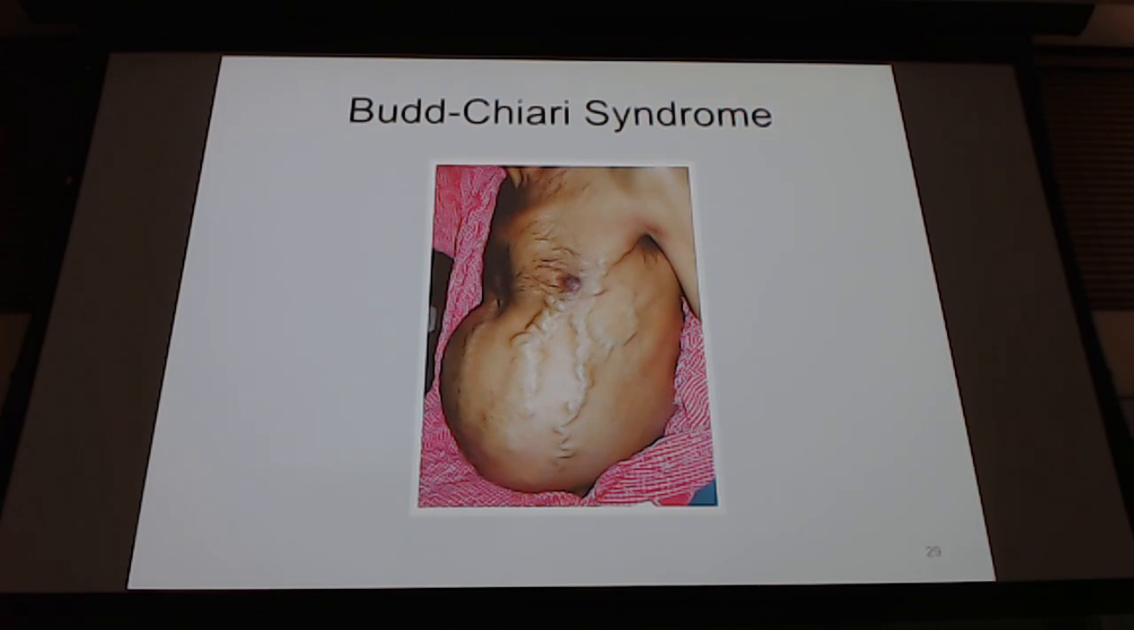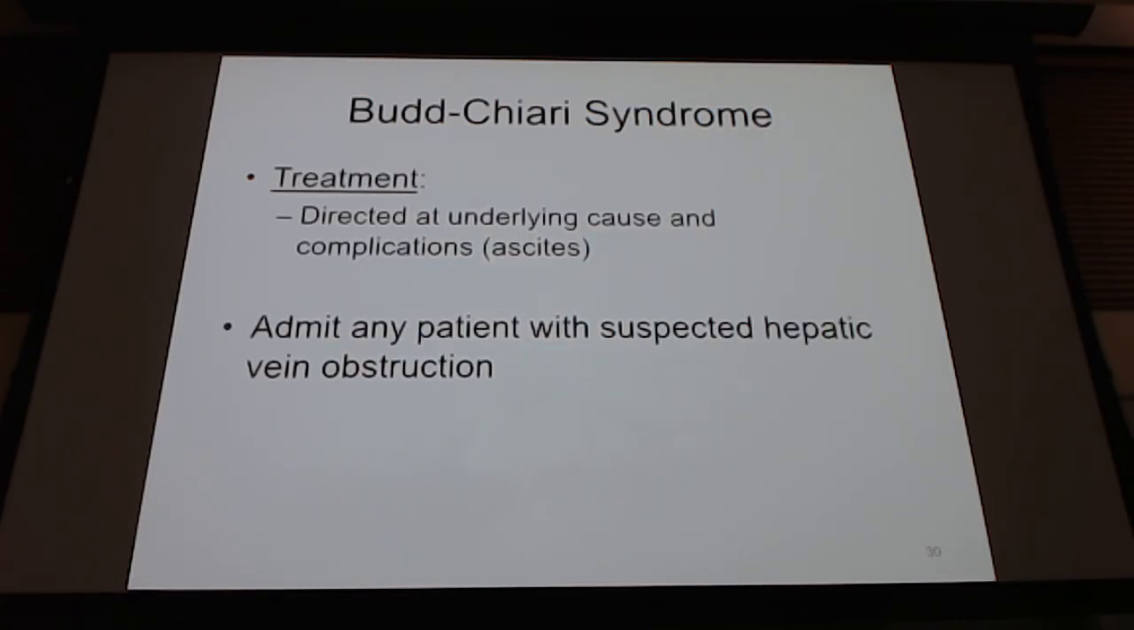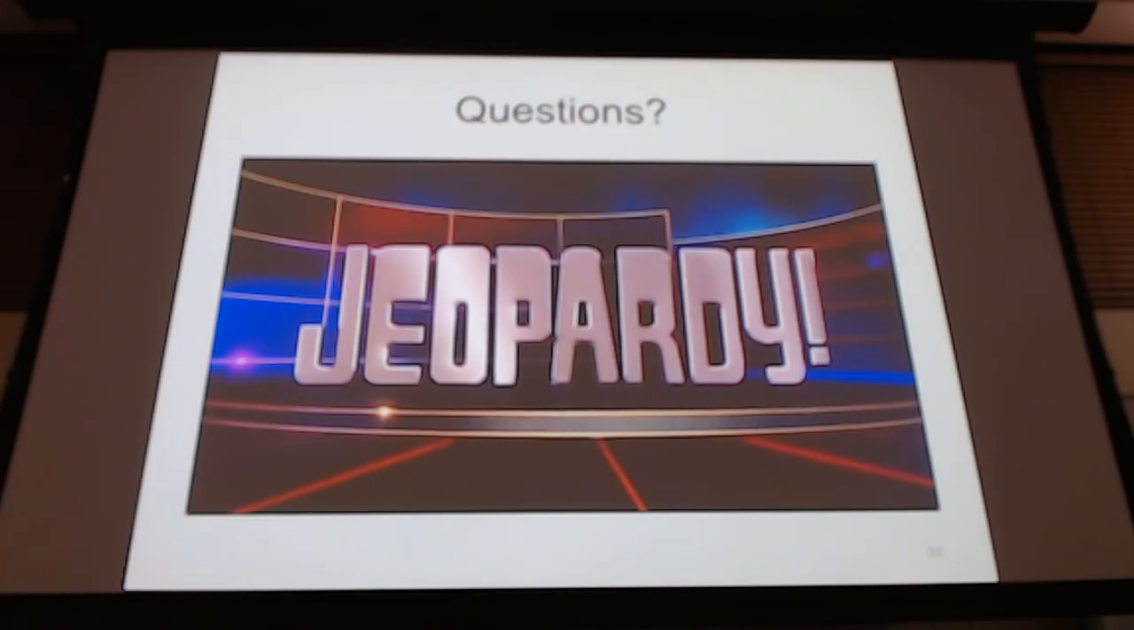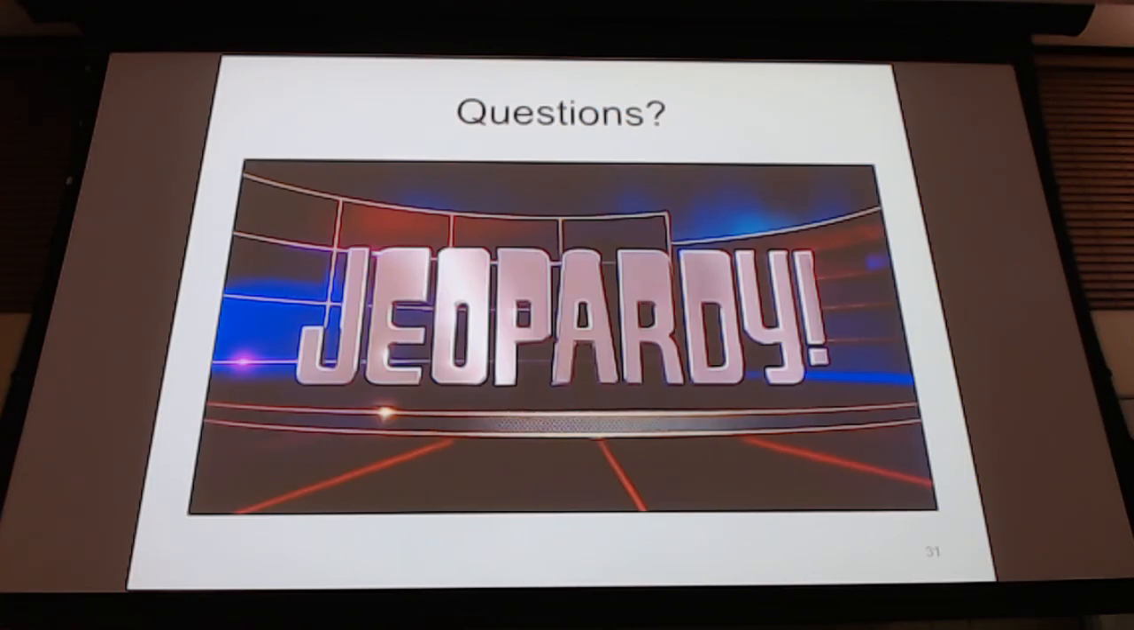No bueno, no bueno. So ultimately, they need to figure out, why is this person having that ascites? What can they do to fix it? So this patient does not go home. They come in with Budd-Chiari syndrome. They get admitted. This is inpatient after that, not outpatient. Questions on that stuff? We only have a few more slides to go.